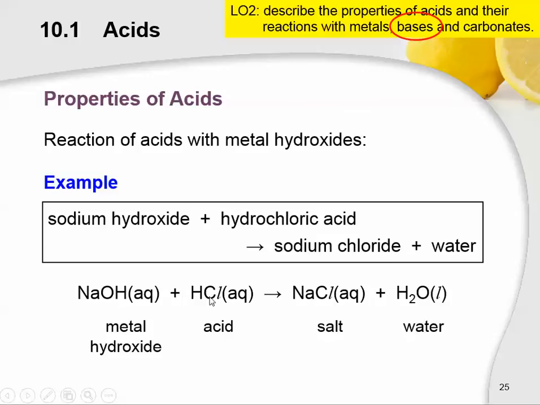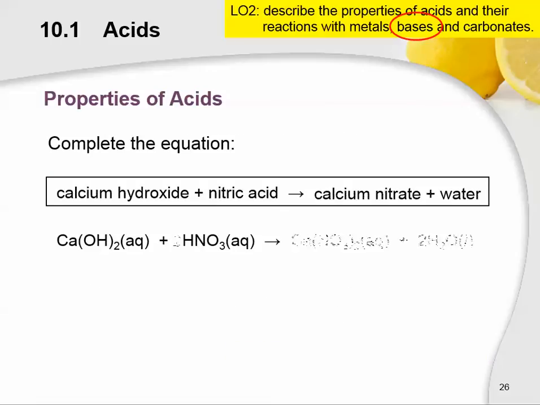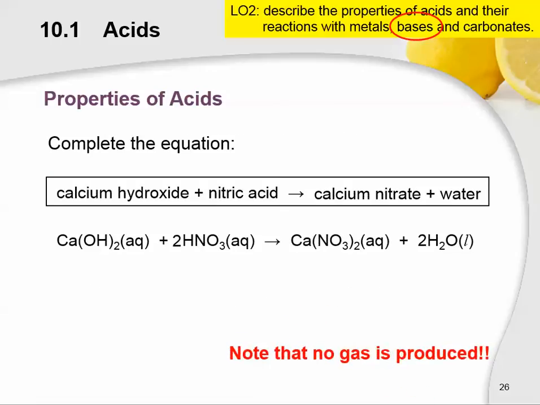Okay, sodium hydroxide and hydrochloric acid. Likewise, hydrogen ions are replaced by sodium to form sodium chloride as a salt and water. No gas is produced again. Okay, this is an example. Calcium hydroxide is a base. A metal hydroxide is a base. React with acid to form a salt and water. How do you know this is a salt? This is produced from an acid when a hydrogen ion has been replaced by calcium, which is a metal ion. So this is called a salt.